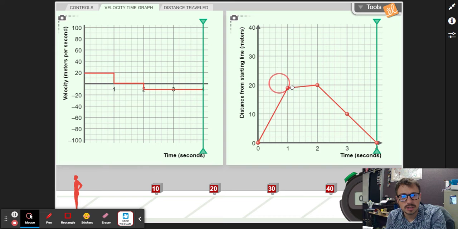So yeah, I could do this, but notice what is about the slope of this line right here in relation to that? What's the slope of this line in relation to this point? What's the slope of this line in relationship to that point?